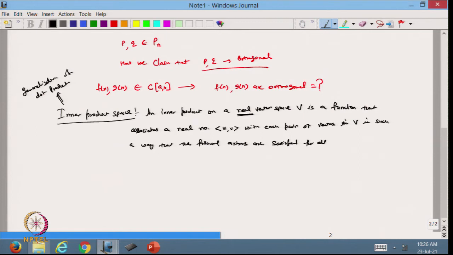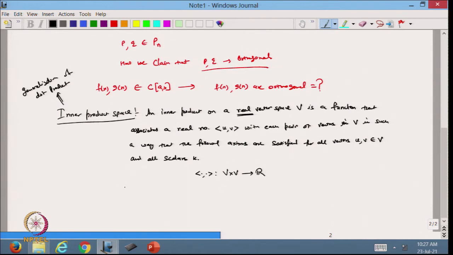For all vectors u and v belonging to the vector space V, and all scalars k, we are defining a function that goes from V cross V into the set of real numbers. This is called the inner product if it satisfies the following axioms.